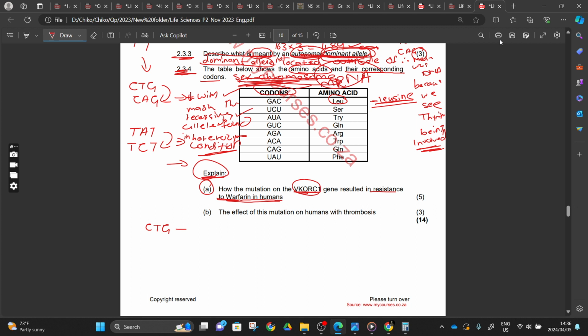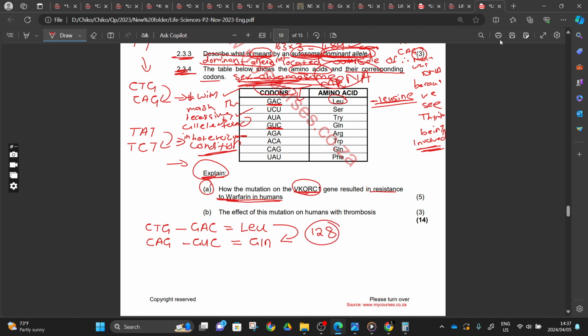CTG is going to be mRNA. It's going to pair with G, adenine, and cytosine. And we come to the mRNA codon table and see GAC. This is GAC. It was going to code for LEU, right? So this was changed to CAG, which in mRNA is going to be G, uracil, cytosine. So let's go here and say GUC. This is GUC. It's going to code for GLN.